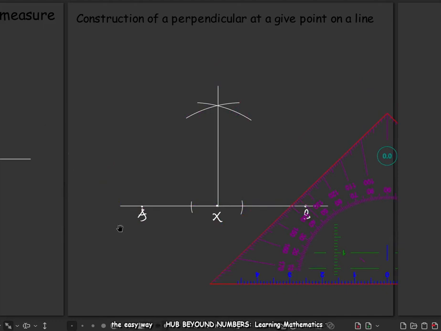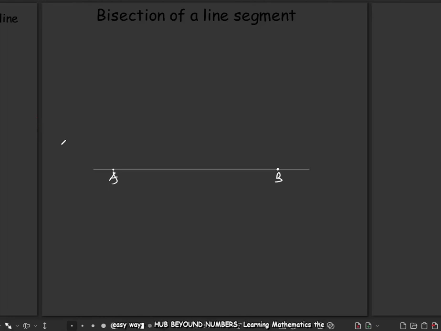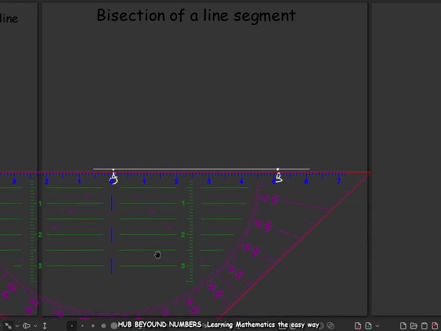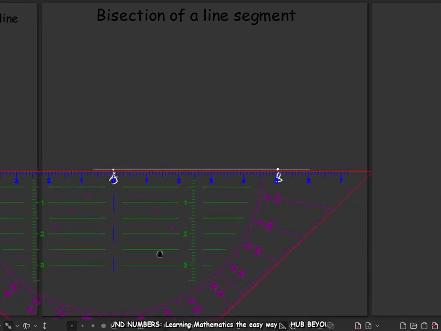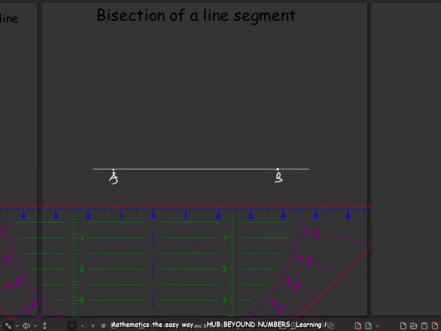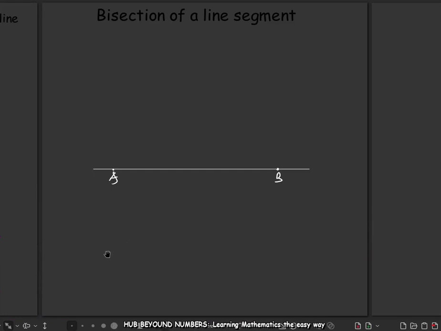Now let's look at how we bisect a line. How do we bisect a line? So talking of bisection of a line segment, when we say you are bisecting something, it simply means you are dividing it into equal parts. You see? So we have this line AB over here. Let me measure that. See. So if we measure this line segment, which is AB, it gives us an approximation of 5 centimeters. If we say we are bisecting it, it simply means at the end of the day, we should get what? 2.5 centimeters from the middle, 2.5 centimeters from the other side.